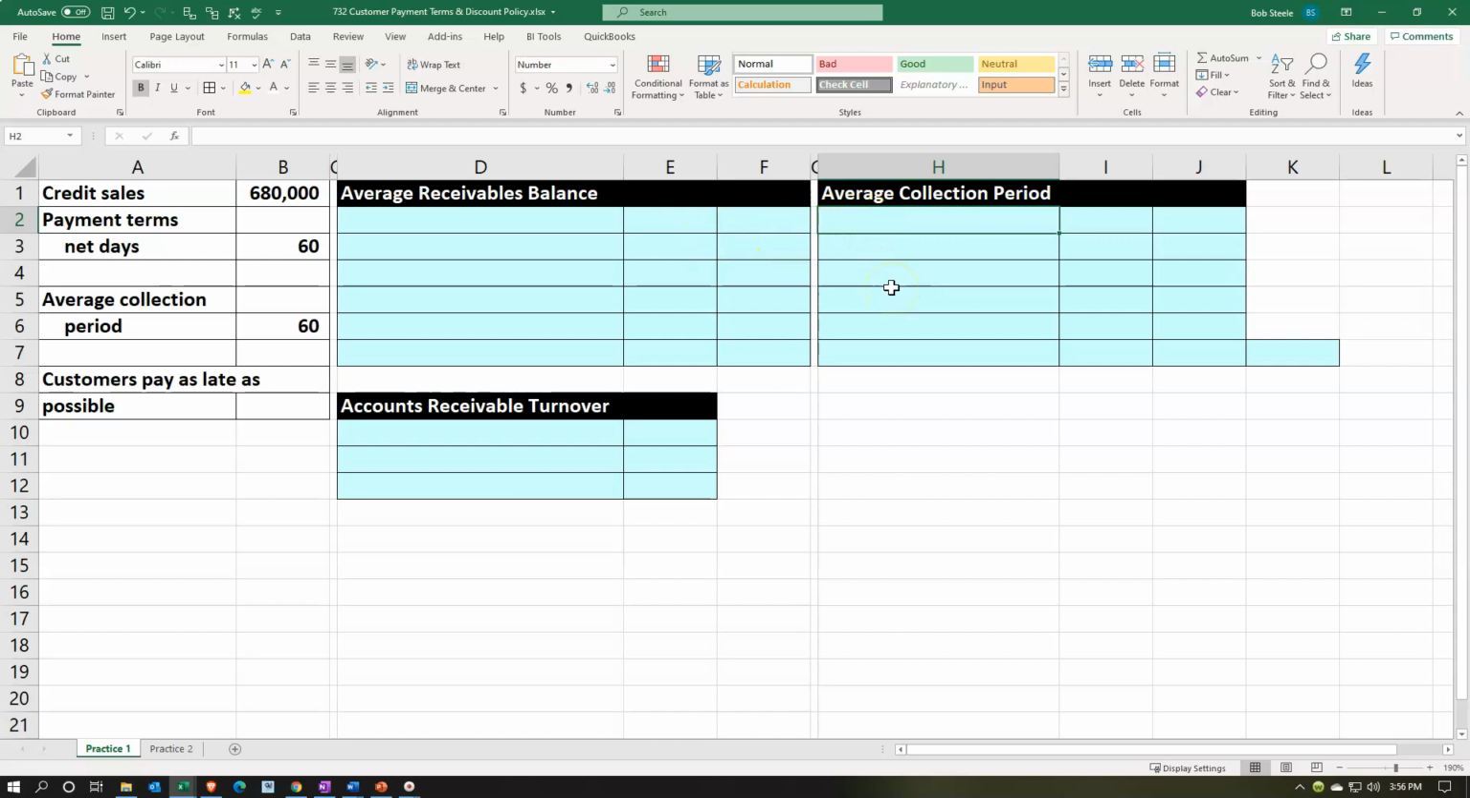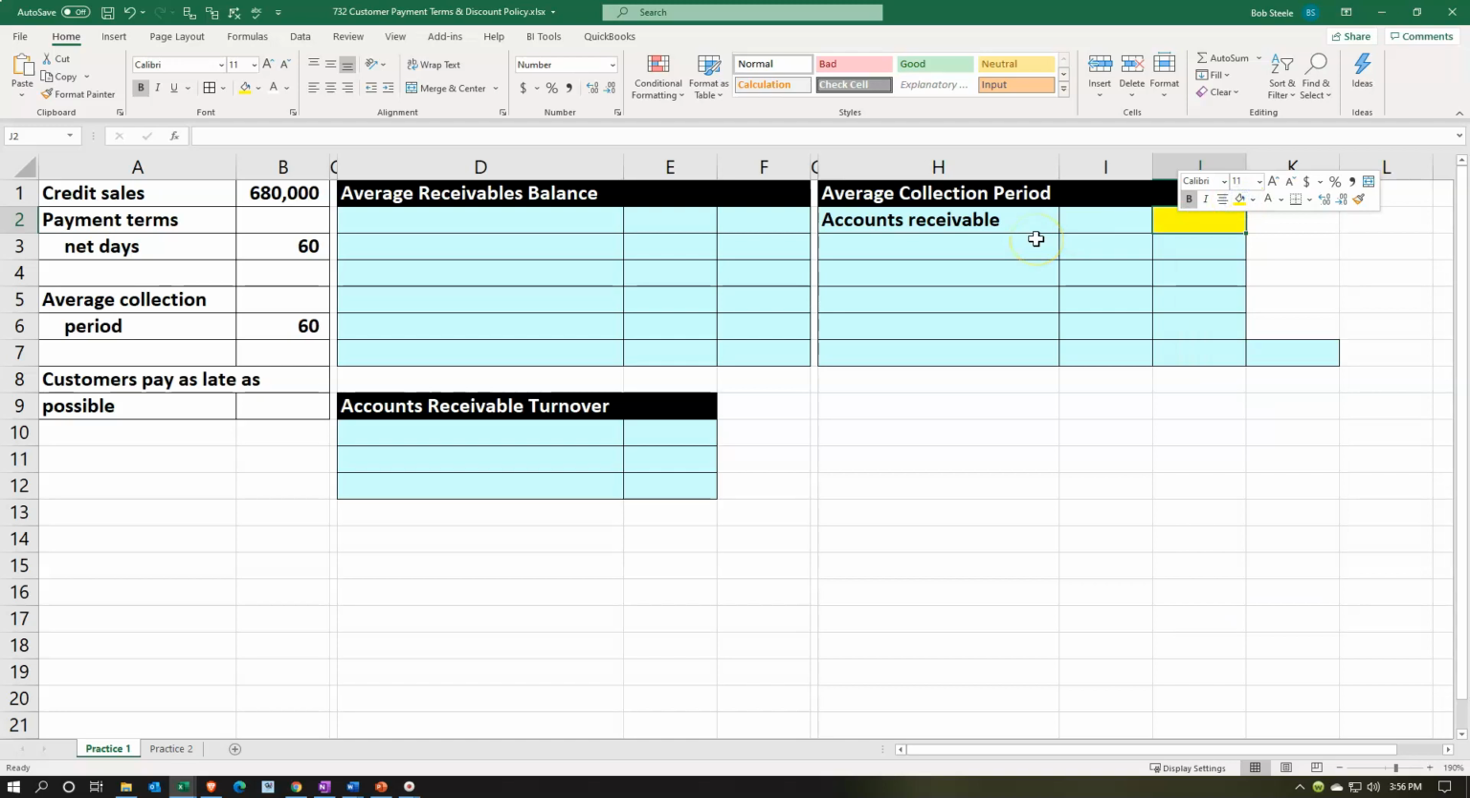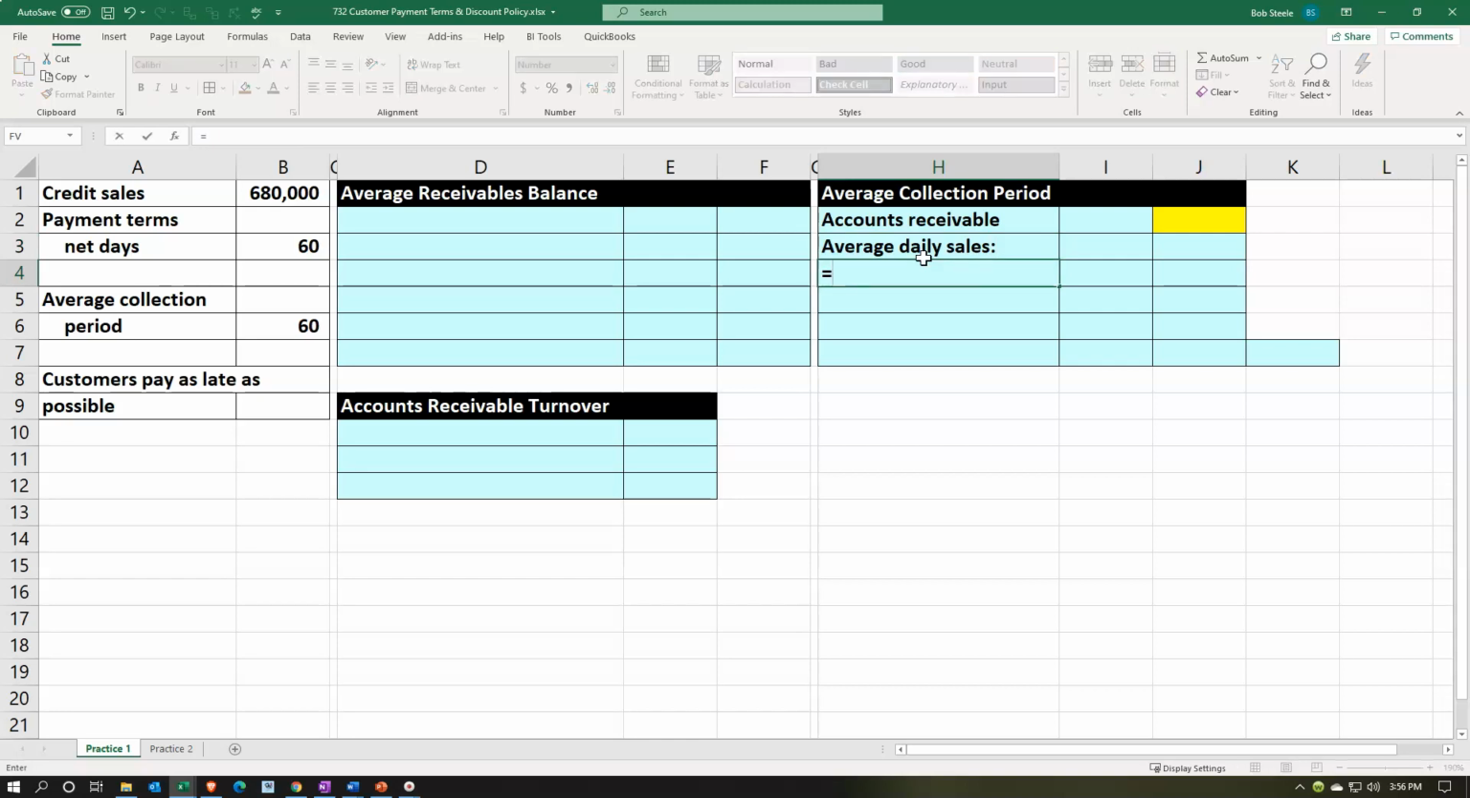So if we have the accounts receivable, we're going to say we're looking for the accounts receivable related to these credit sales that we're going to have. We're going to say then that's the unknown. I'm going to make that yellow. So that's the unknown. We're going to divide that by the average daily sales, and I'm going to do a subcalculation to pick up the average daily sales. So I'm going to say average daily sales, colon, and that's going to be the credit sales, which is going to be this item over here, and that's going to be the 680. And then we have the days in a year.